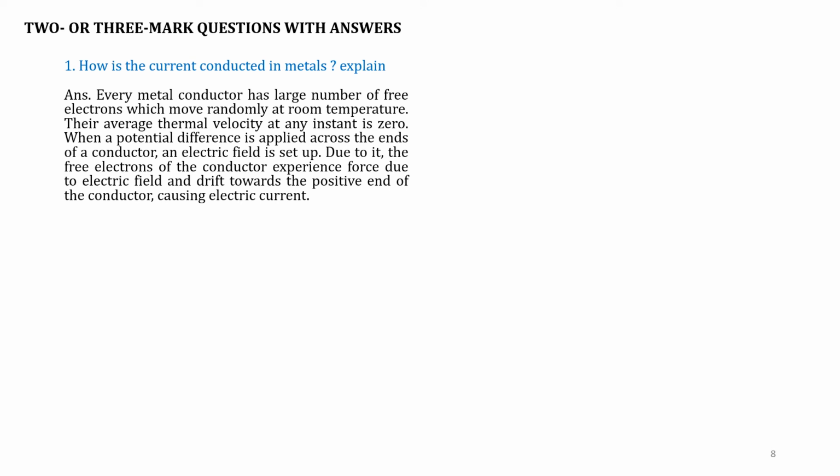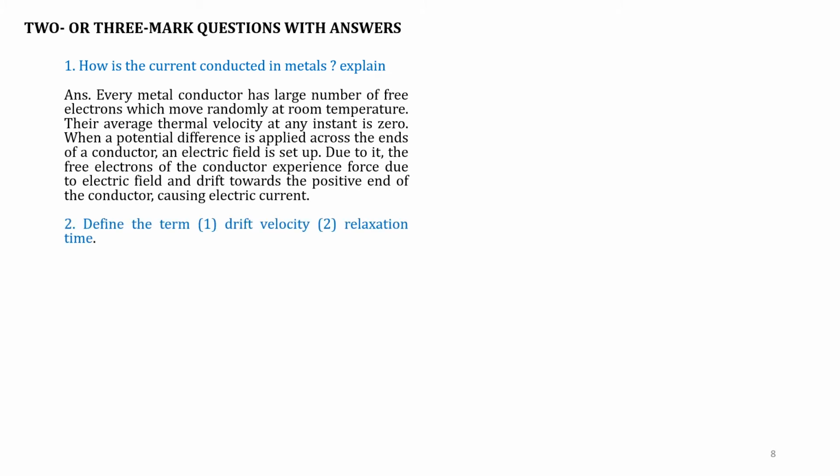Every metal or conductor has a large number of free electrons which move randomly at room temperature. The average thermal velocity at any instant is 0. When a potential difference is applied across the ends of a conductor, an electric field is set up. Due to this electric field, the free electrons experience force and drift towards the positive end of the conductor, which causes electric current.